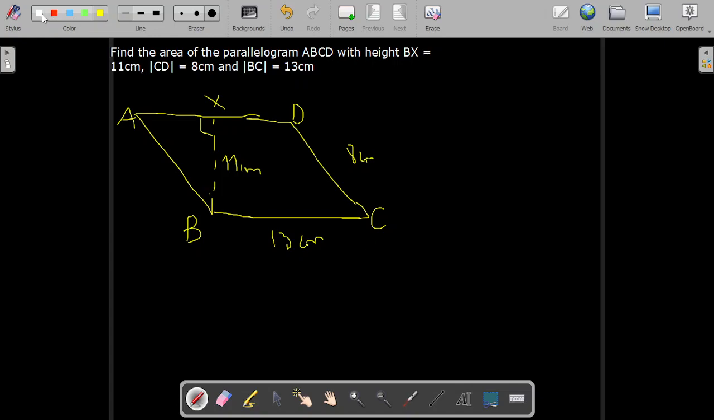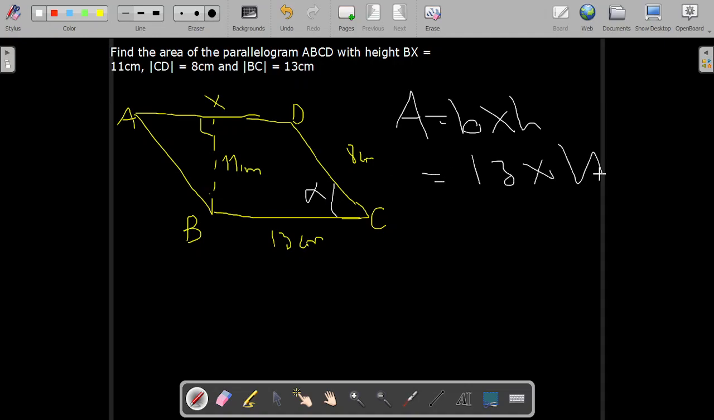Based on the parameters given, the formula we are required to use is area equals base times height. Since the angle between these two values is not given, how do we solve it? 13 times 11 gives us 143 centimeters square.